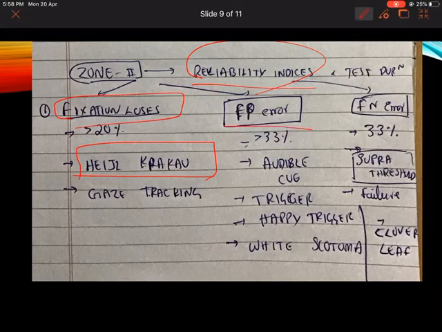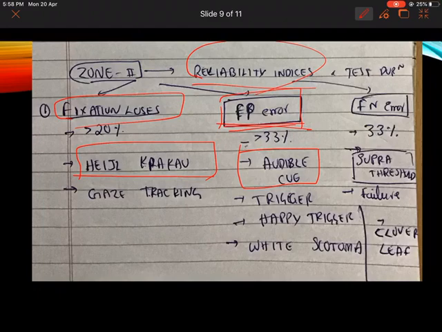Now coming to false positive error. False positive error is nothing but falsely positive. When there is no stimulus, the patient is triggering. For example, every time the light is shown on the display, an audible cue, a sound, is presented. The patient will expect that sound.